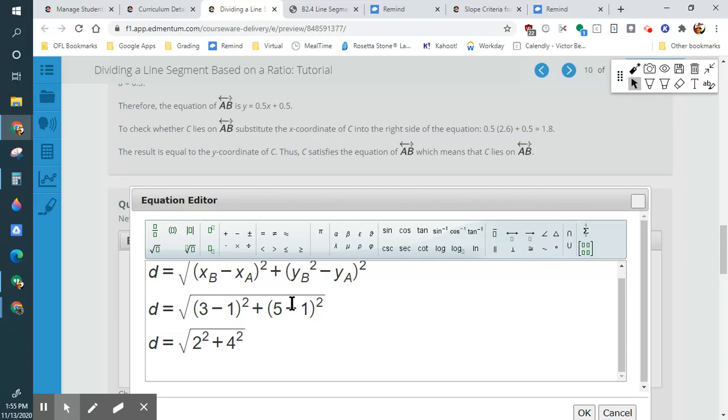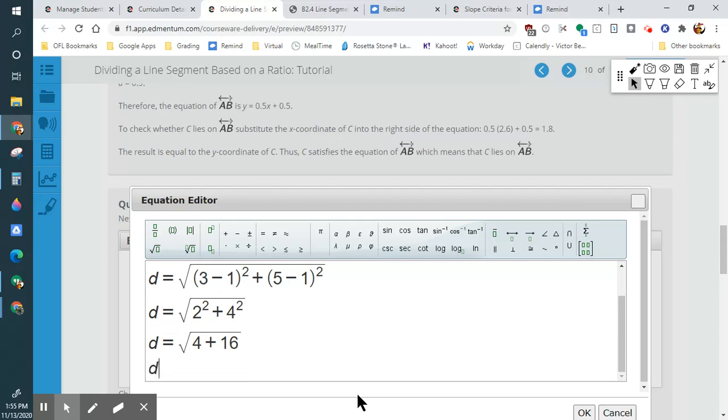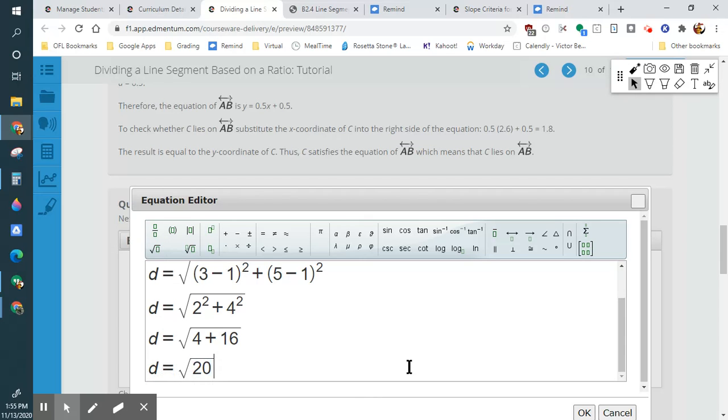This ends up being d equals. We're just going to leave it like this, and you'll see how we do this after. So we need to find the distance of that first. So this is 4 plus 16. So distance equals square root of 20. And we're going to leave it like that for now.